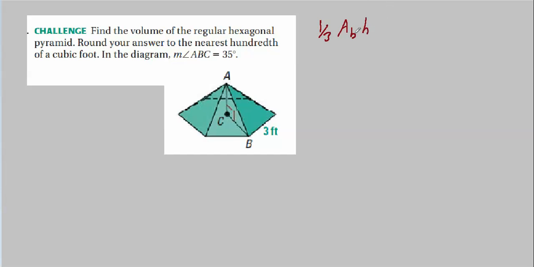Well, first thing I would do is find the area of the base. That would be the area of this hexagon here. And then we'll work out the height, because they didn't give us the height. They didn't give us the area of the hexagon either, for that matter, but we can figure that out pretty quick, and then we'll get the height.